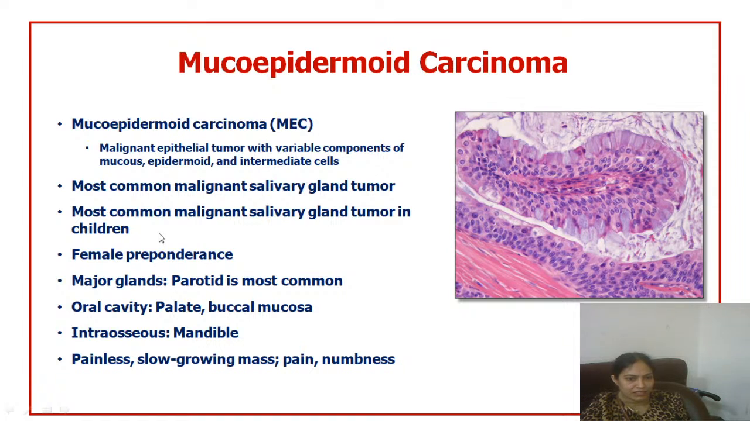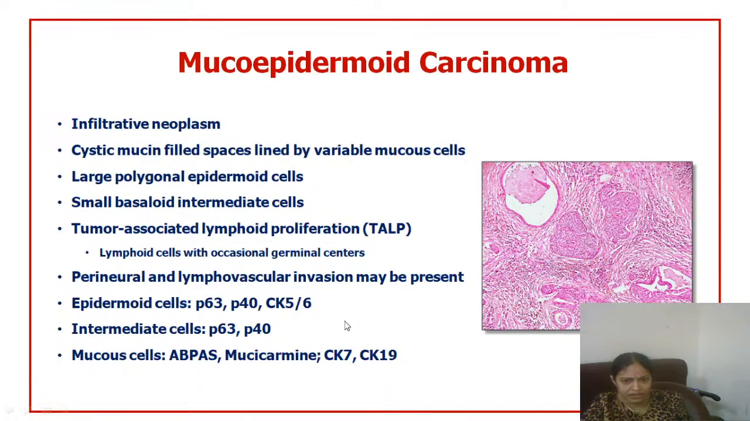It's the most common malignant salivary gland tumor, most common malignant salivary gland tumor in children, and most frequently seen in the parotid. However, it can occur in the oral cavity, it can occur intraosseously inside the mandible, and in all these sites it presents as a painless slow growing mass. However, on occasion it can present with pain and numbness.